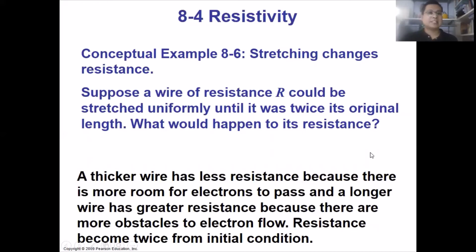Now we go to another example: stretching changes resistance. Suppose a wire of resistance R could be stretched uniformly until it was twice its original length. What will happen to its resistance? So resistance becomes twice the initial condition, because a thicker wire has less resistance. When we stretch it, we reduce the area of the wire, so the resistance will increase.